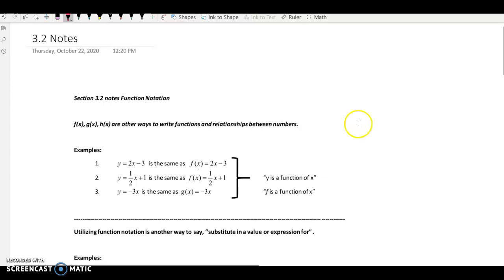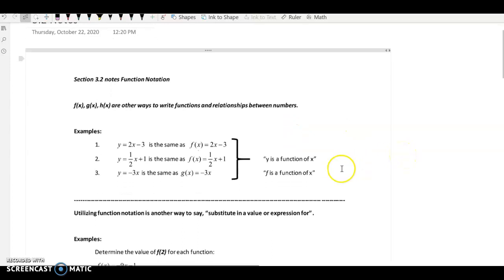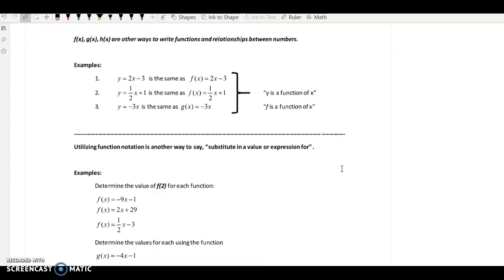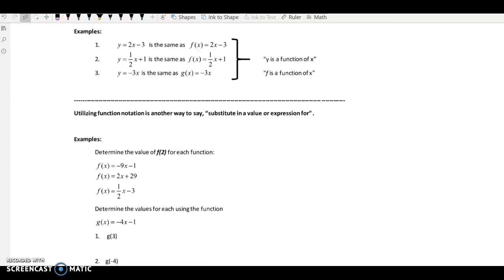We can sometimes say y is a function of x or f is a function of x. So interchanging these functions and these variables helps us out a ton in this chapter. Utilizing function notation is another way to say substitute in for a value of an expression, okay? So when I'm looking at this down here, you're going to see examples like this. It says determine the value of f of 2 for each function. Essentially what they're asking me to do, like they say up here, is substitute the 2 in.